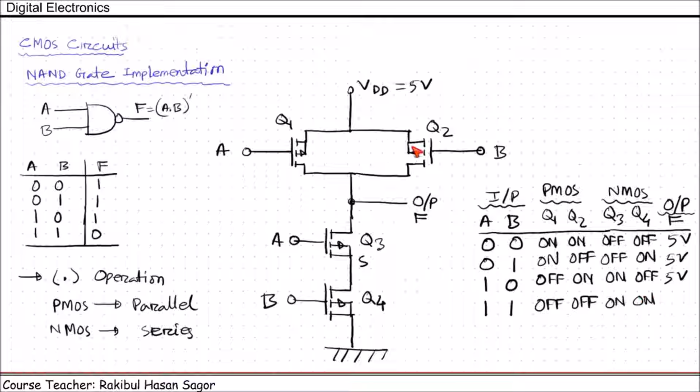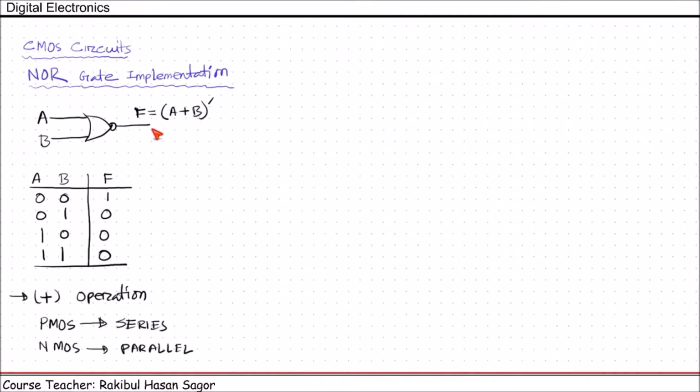These two are off, so output will not be connected with VDD because they are off. PMOSs are off, and Q3 and Q4 are shorted, so output will be connected to the ground. As ground voltage is 0 voltage, so for 1 1 case this will show us the 0 voltage. So in this way we can implement the NAND gate using CMOS circuits. Next we'll see the NOR gate implementation using CMOS circuits.